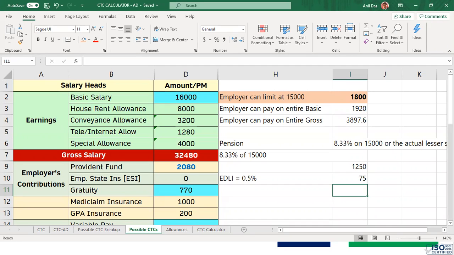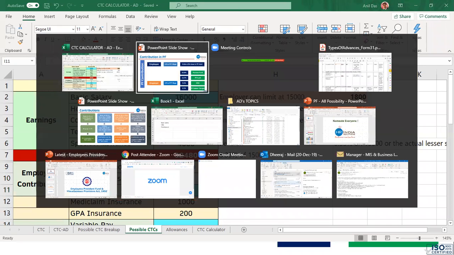PF is something which can be changed. You can increase. Employer can increase, employee can increase. On these accounts, pension and EDLI, only the employer is contributing and they are not allowed to contribute more than this. Am I clear? Any query on this?